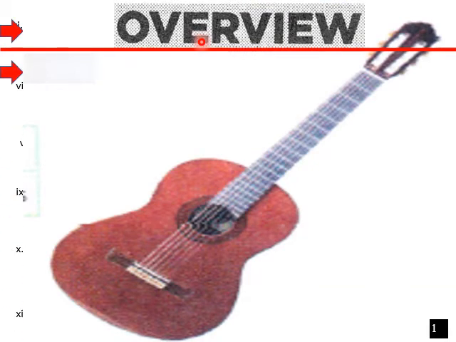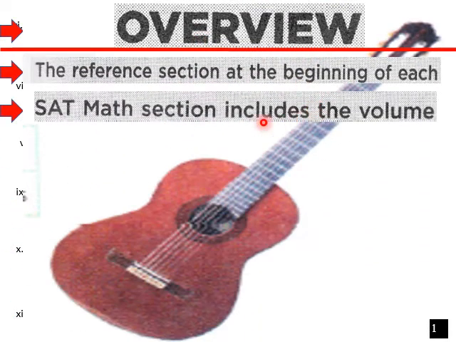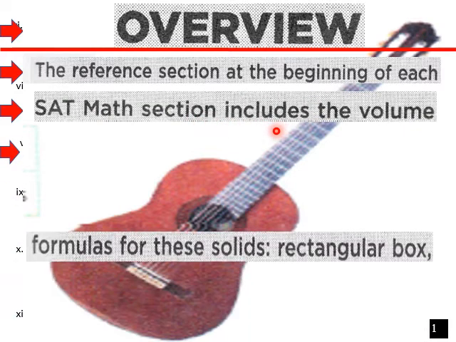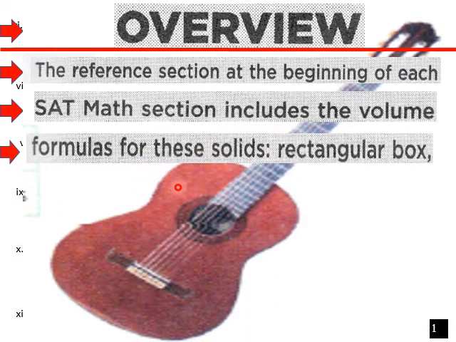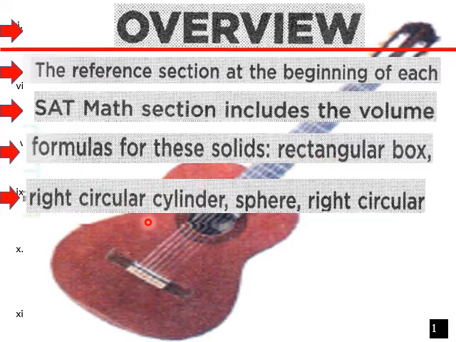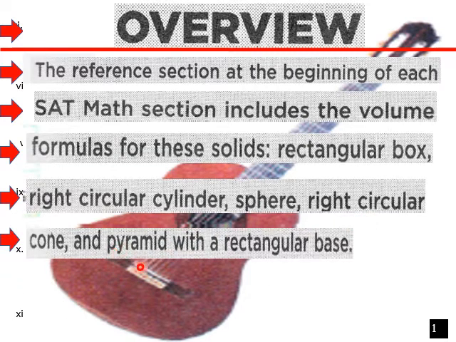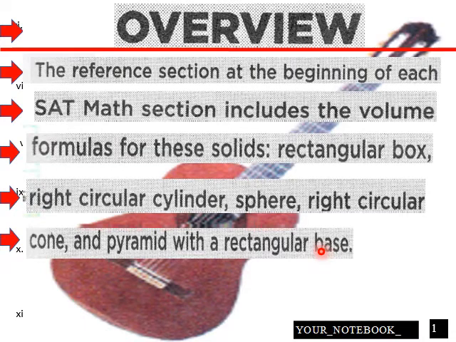In an overview of this lecture, the reference section at the beginning of each SAT math section includes the volume formulas for these solids: rectangular box, right circular cylinder, sphere, right circular cone, and pyramid with a rectangular base. So each SAT math section begins with the formulas for these solids.